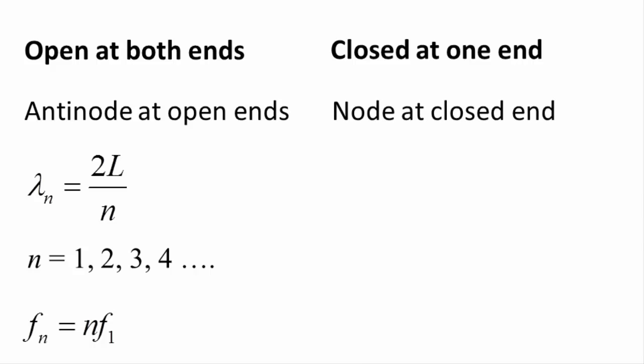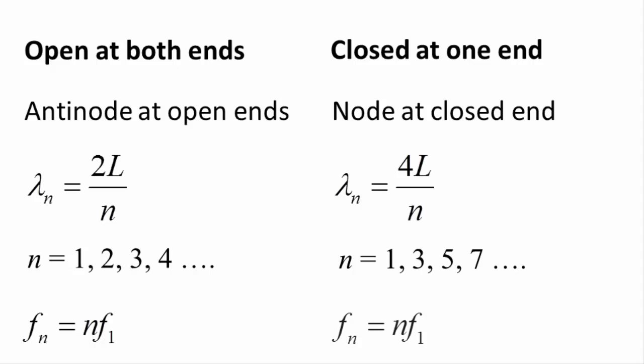For a tube closed at one end, the standing wave created in such a tube will have a displacement antinode at the open end and a displacement node at the closed end. The wavelength for the possible standing waves in such a tube is given by 4 times the length of the tube divided by n, where n is a harmonic given by a positive odd integer. The frequency of that harmonic is also n times the frequency of the first or the fundamental harmonic.